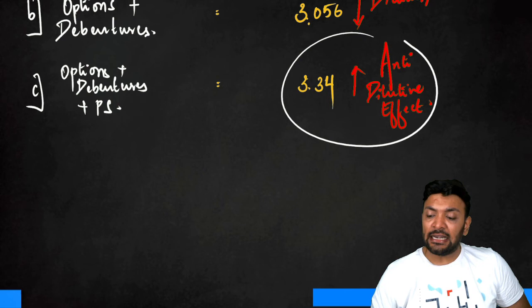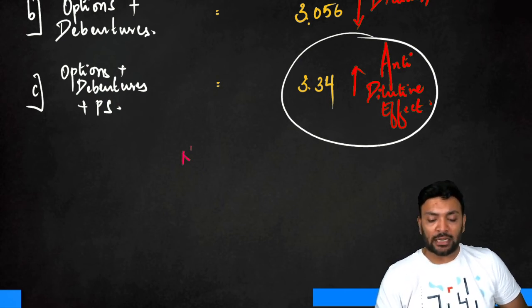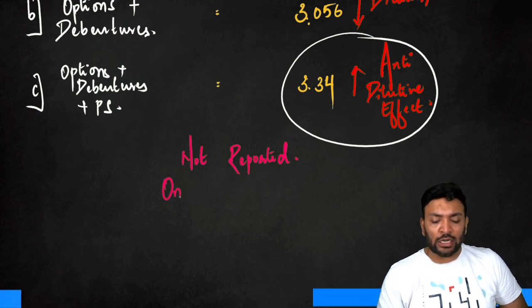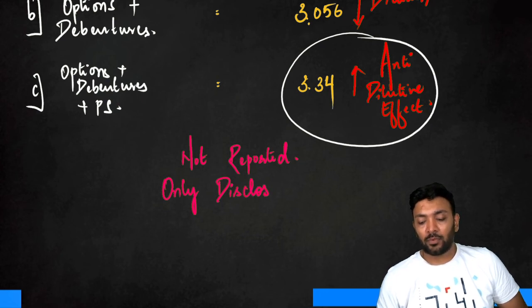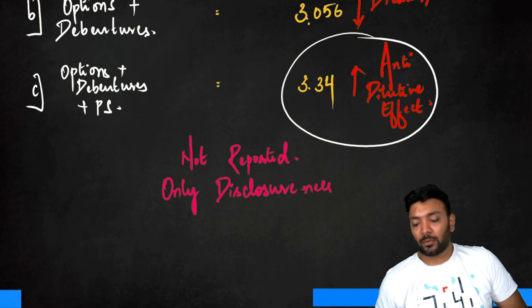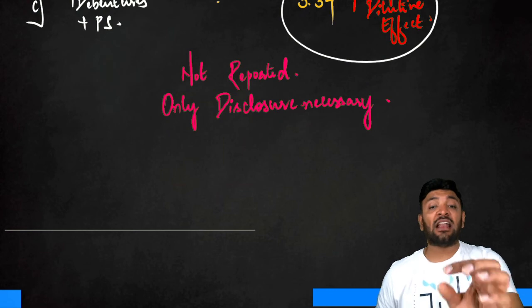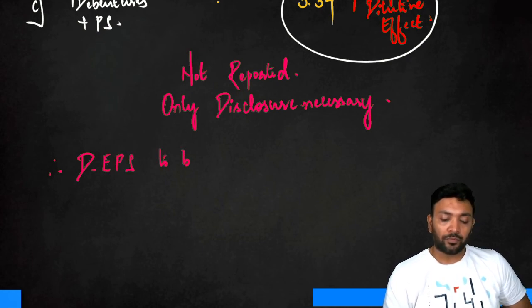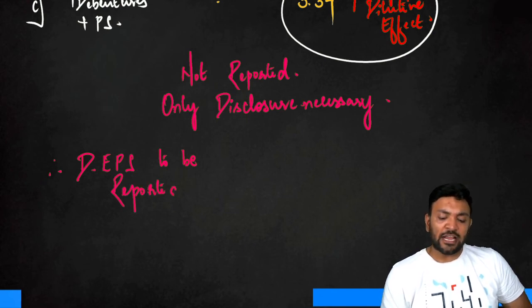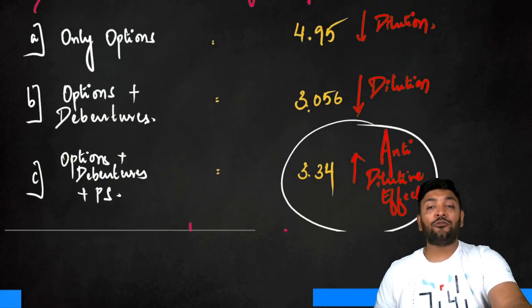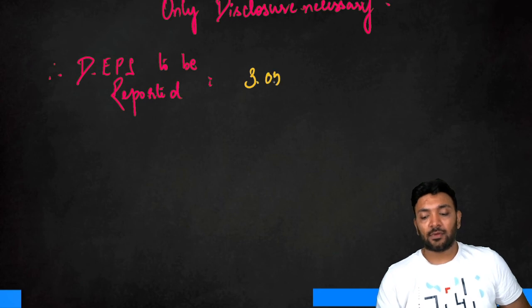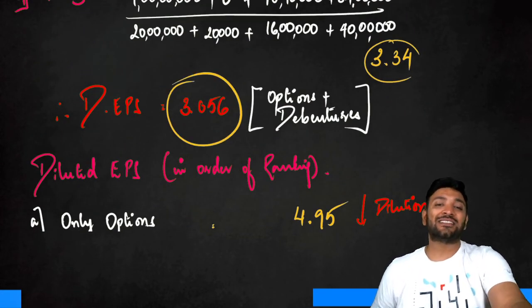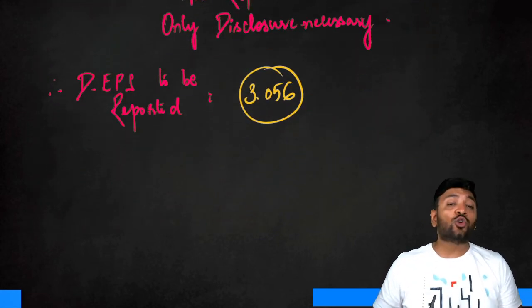These cases where I get anti-dilutive effect are not supposed to be reported. Then why did I calculate? Only a disclosure is necessary. I don't have to report this EPS, but I will have to disclose this EPS. Therefore, what is the DEPS to be reported? Worst case EPS. What is the worst case? Not 4.95, but the answer is 3.056. Even when I did all the 7 cases, my worst case EPS was still 3.056. Therefore, instead of solving by 7 steps, I could conclude it only with 3 steps.